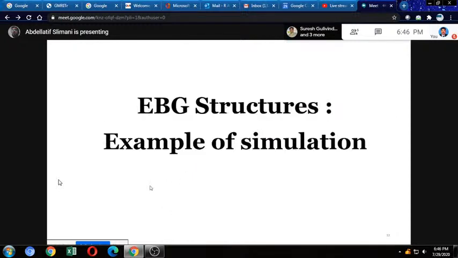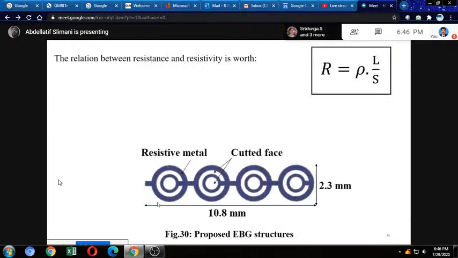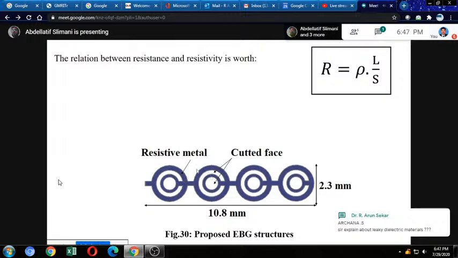Okay. So we have an example that we are doing in our laboratory. Example of simulation, okay, of OBG structures. So to understand that, this is the structure that we conceived in our laboratory. We have a resistive metal, okay, resistive metal with a cut face. So R is impedance, rho is the resistivity, and R and S are dimensions, surface and length. So from the dimensions of our structures and the impedance, we can find the resistivity.